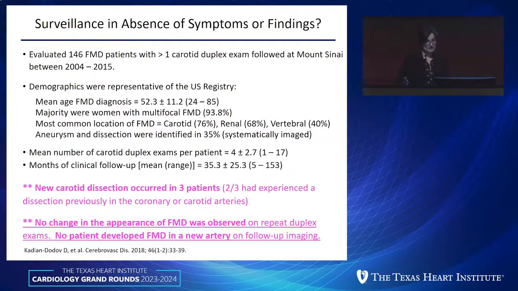And what we found was that a new carotid dissection occurred in 3 patients, 2 of which had had dissections in other arterial beds. So that may just be the way that their FMD behaves. There was no change in the appearance of FMD on repeat duplex, and not a single patient developed new beading in an artery that did not have one at diagnosis. So it's not clear why the arteries change or when they change over a person's lifetime up to the point of diagnosis, but it seems like once that happens, it stops based on the information we have today.